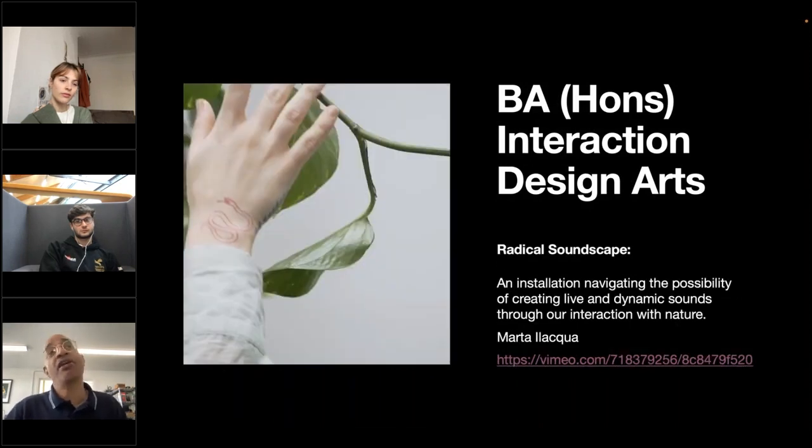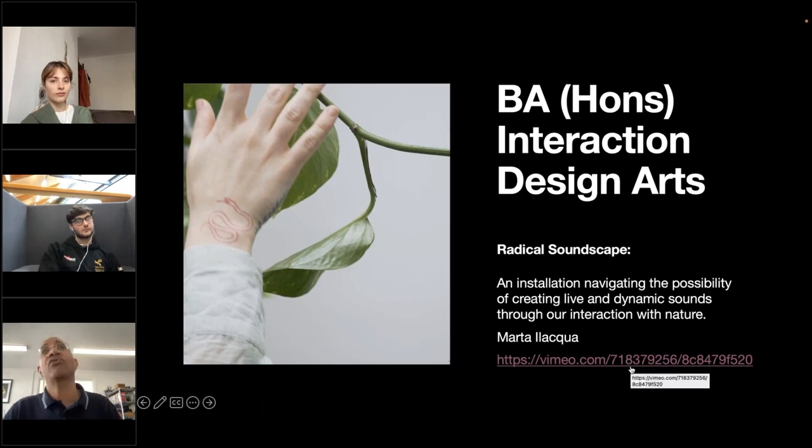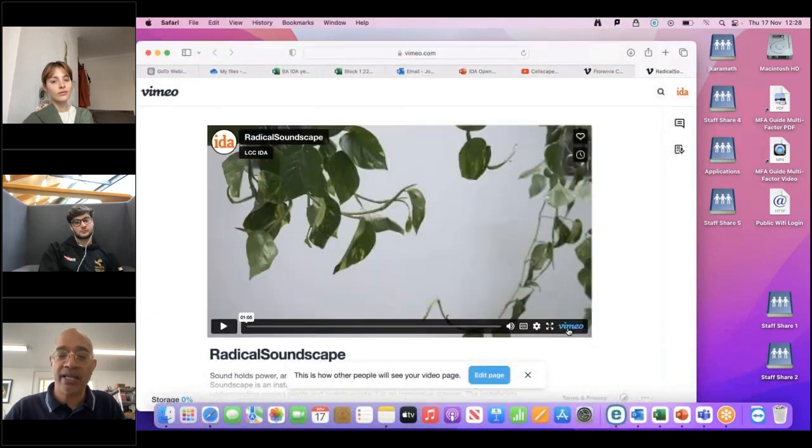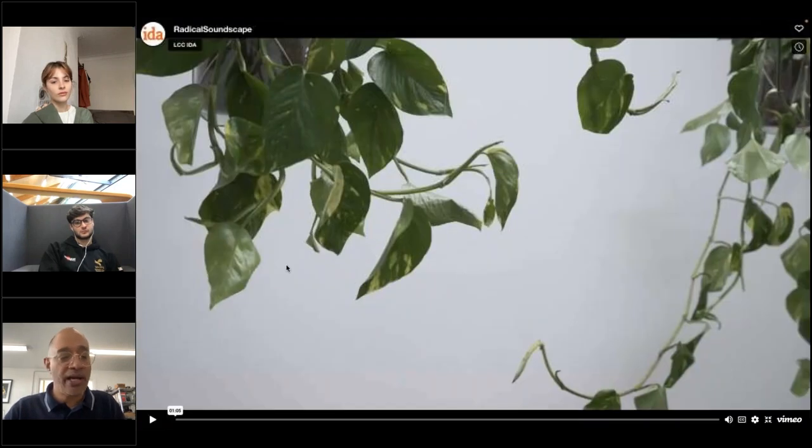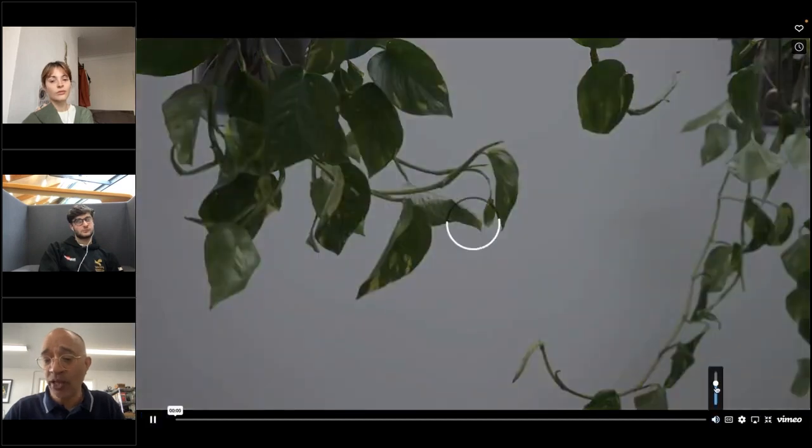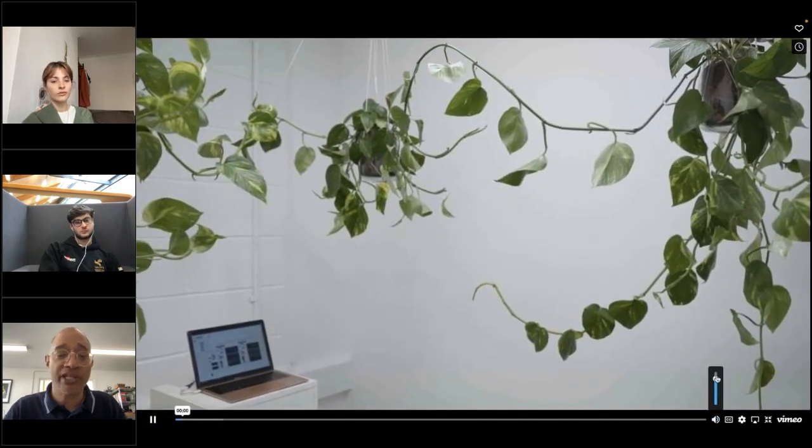This is a nice project as well, because it highlights the crossover in IDA and the things that we do. This is from a recent graduate, Marta, and it crosses over a number of things in the way we look at the environment and how science plays its impact on the course as well. I'll just let you see this first.